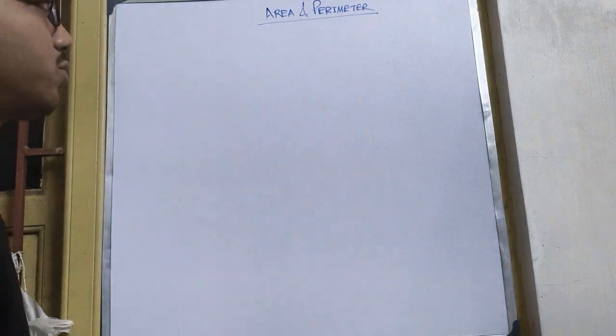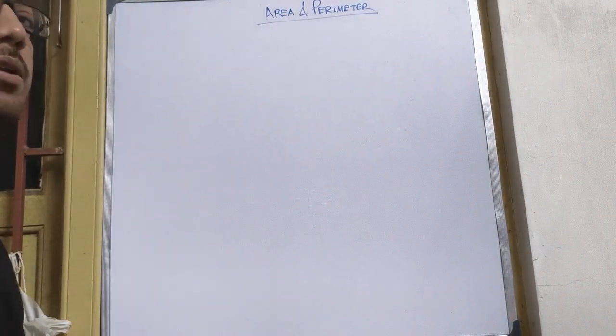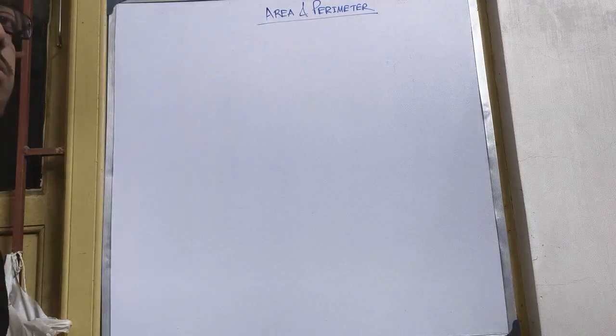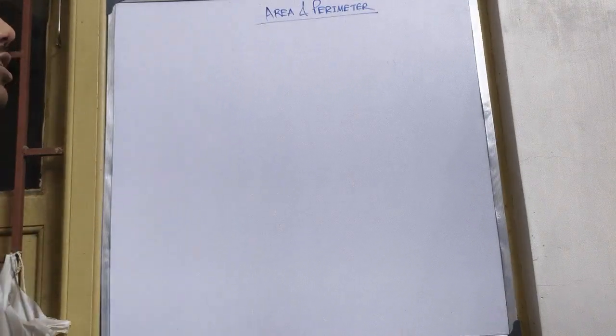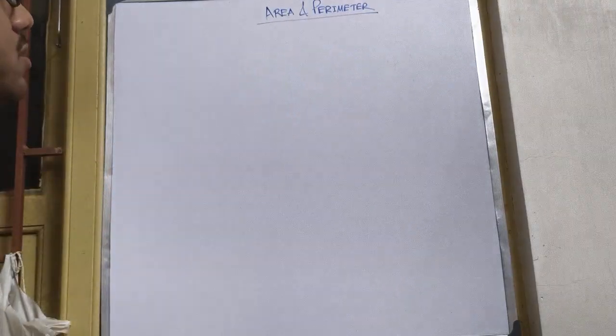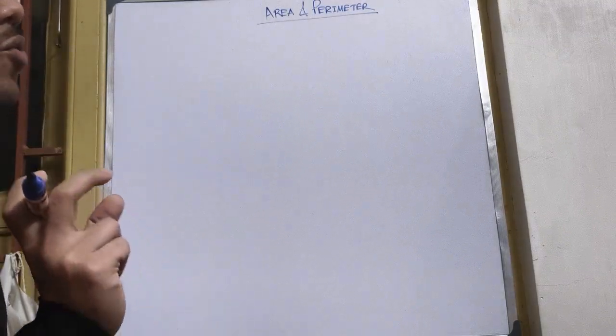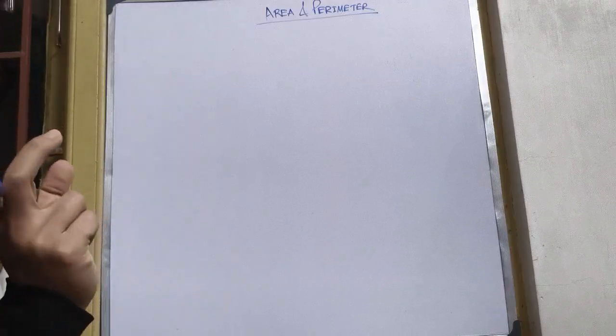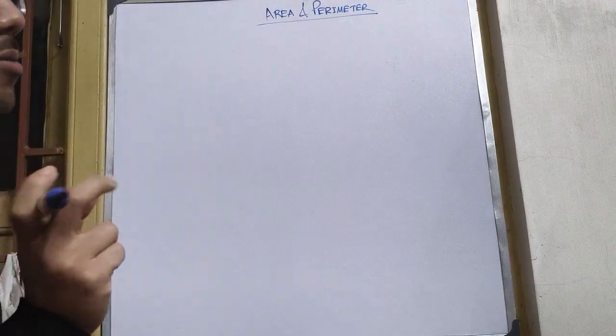So, welcome to the topic of area and perimeter. Before starting the topic area and perimeter, we have to understand the dimension of the quantities area and perimeter. What does the term dimension mean? Dimension means in how many directions a quantity can be defined.